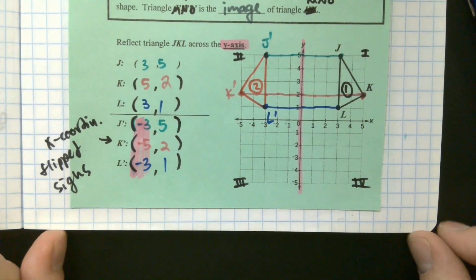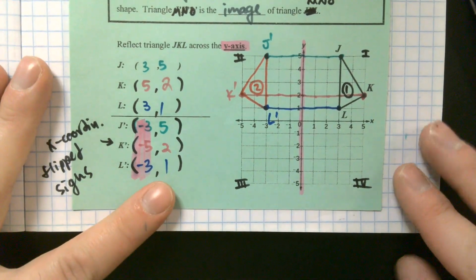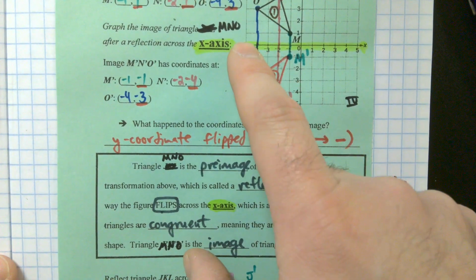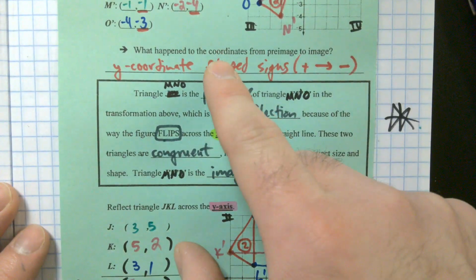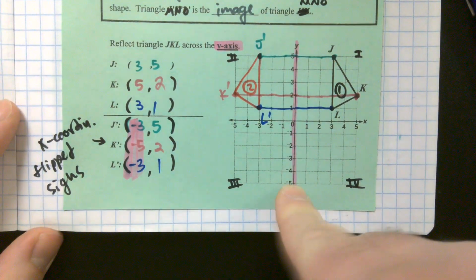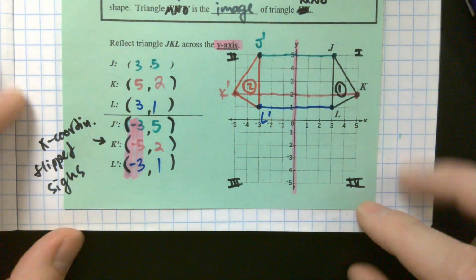So we'll get into the rule of reflections tomorrow. Something to note though is, again, when I flipped my shape over the x-axis, I flipped the sign of my y coordinate. When I flipped my shape over the y-axis, I flipped the sign of my x coordinate.